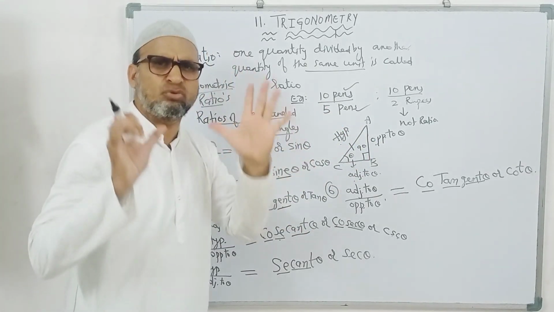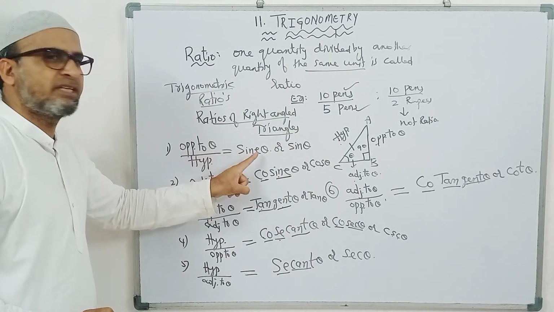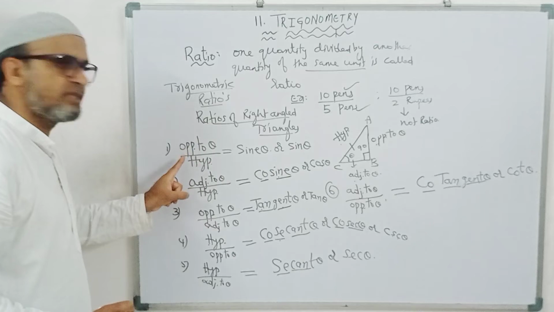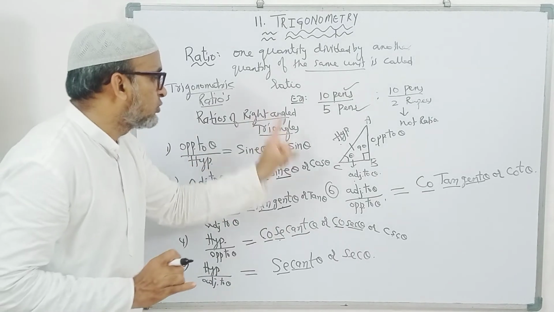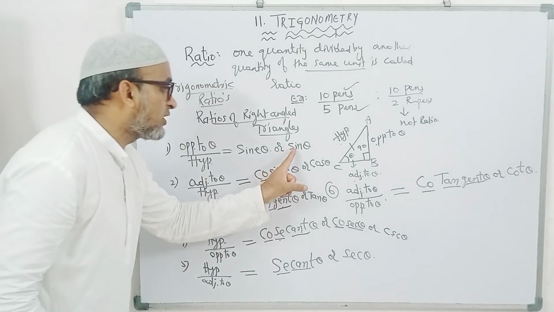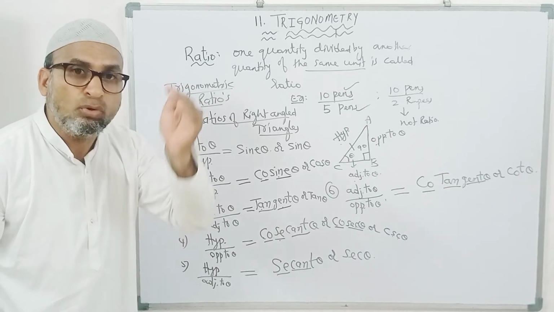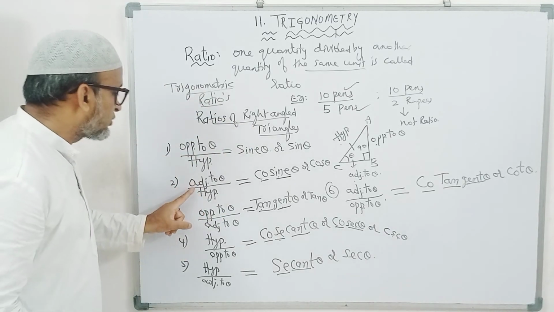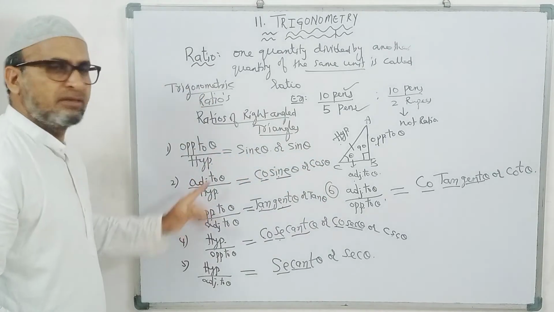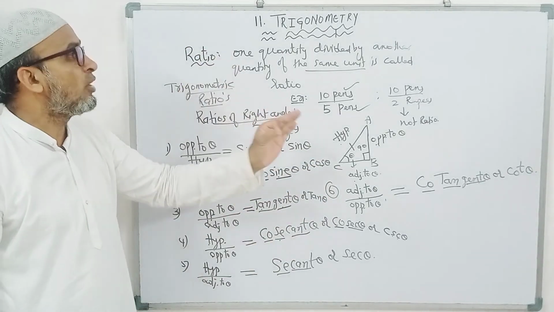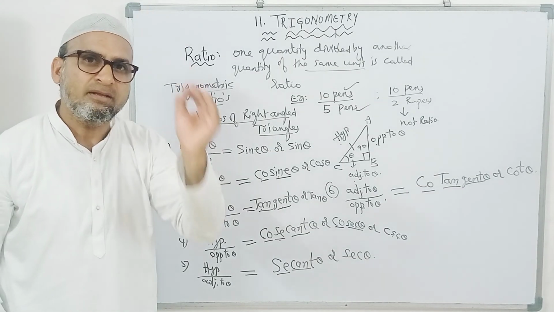So these names you should know very perfectly. If I ask you what is opposite to theta by hypotenuse, you should say sin theta. If I ask what is the ratio of sin theta, you should say opposite to theta by hypotenuse. So these are very, very important alphabets of trigonometry, that is the 6 trigonometrical ratios.